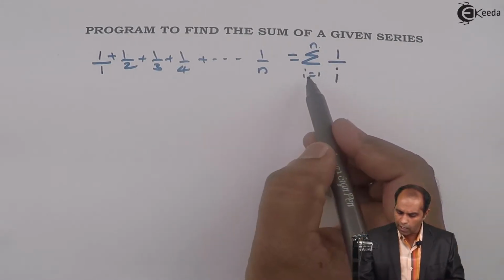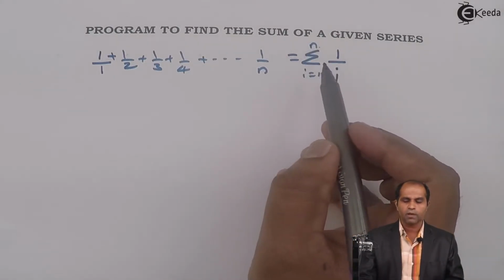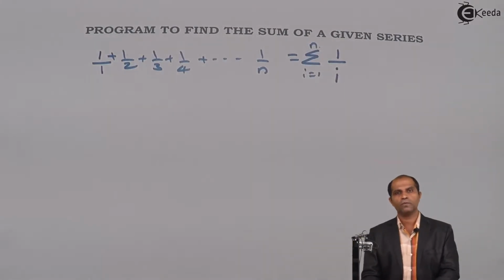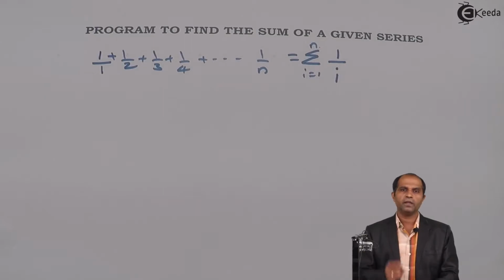So it means that I have to write a for loop. A summation symbol always hints towards the use of a for loop. So I'll say I equals 1 to n, and here I'm supposed to take this particular I in steps of 1. And then 1 by I is nothing but the series value at this place.